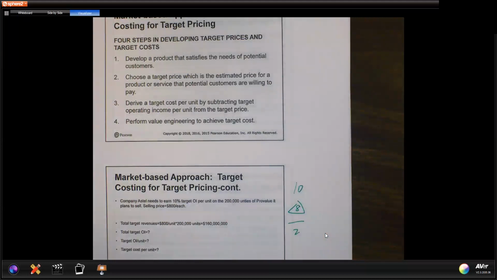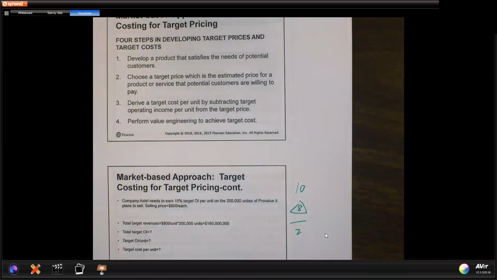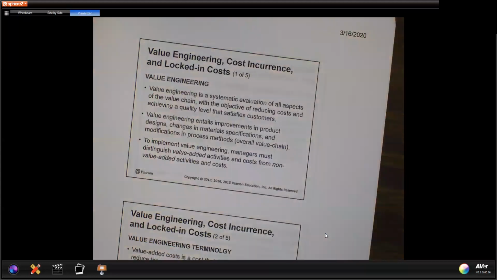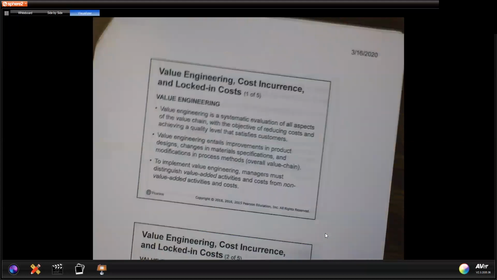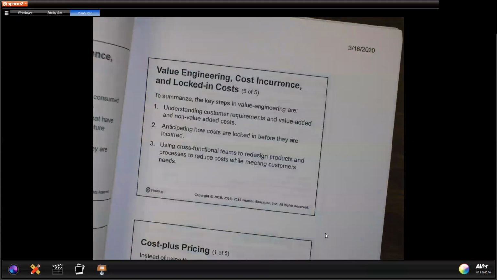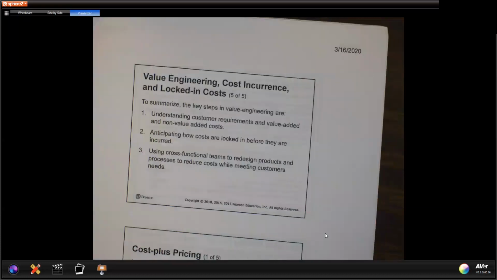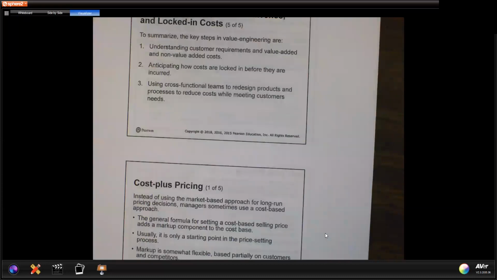So let's say if now my current cost is $9, then I have to do value engineering to decrease my cost and also still keep the quality. In order to do that value engineering, you have to separate value added and non-value added. You also need to separate cost incurrence and locked-in cost. So make sure you read the textbook a little bit, practice the multiple choice from the handout, and also practice more in Blackboard.